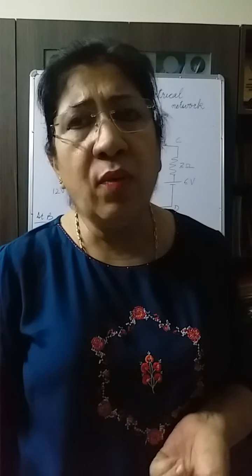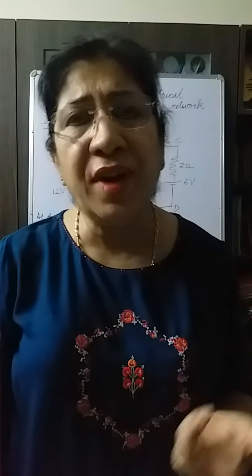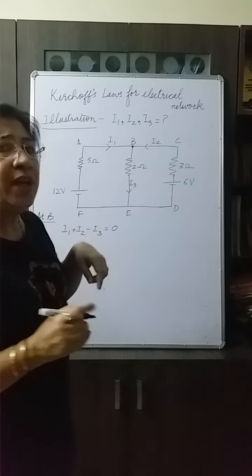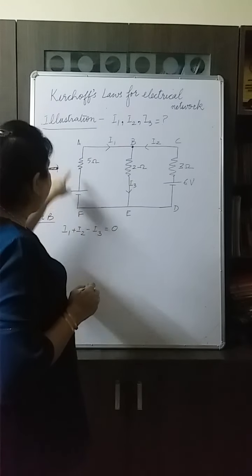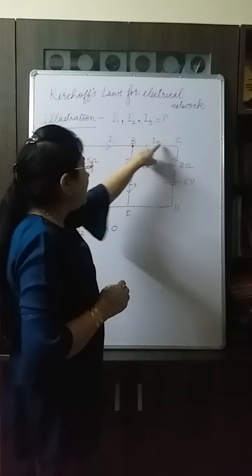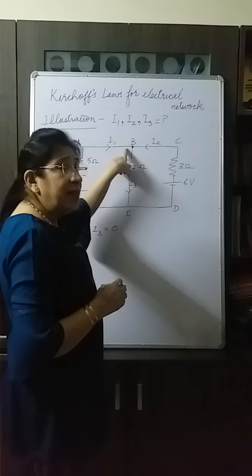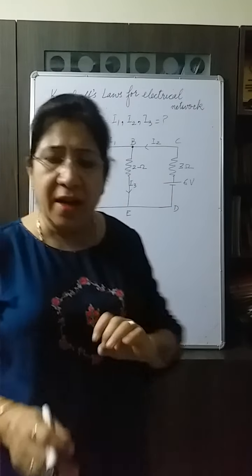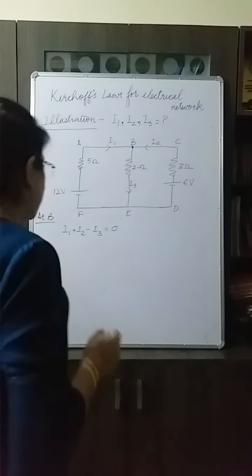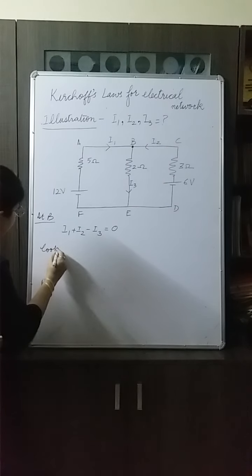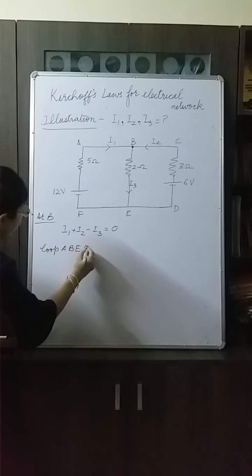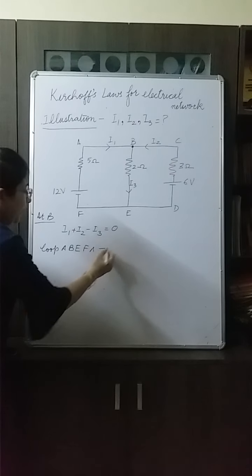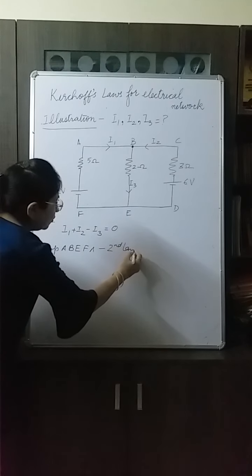Now we need two more equations, so we will use Kirchhoff's second law to create them. We can choose any loop. Here in this circuit we have three loops: A, B, E, F, A is one loop, another is B, C, D, E, B, and the third one is A, B, C, D, E, F, A. We can use any of the three loops. I am choosing the loop A, B, E, F, A and applying the second law to this loop.